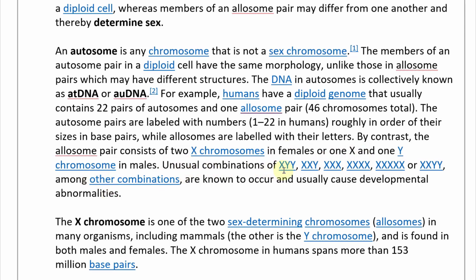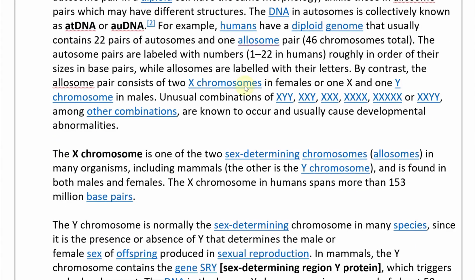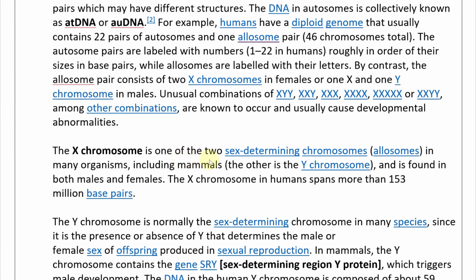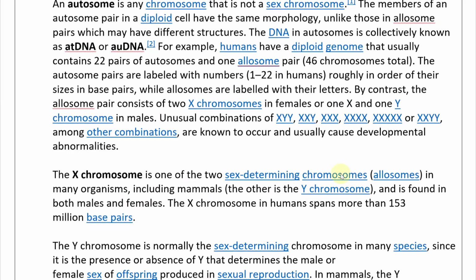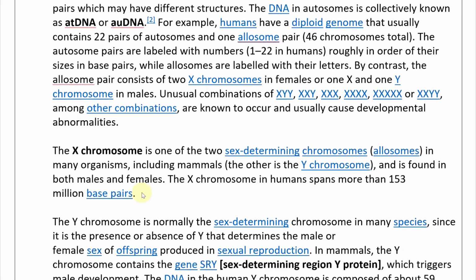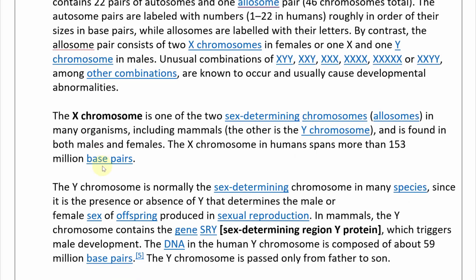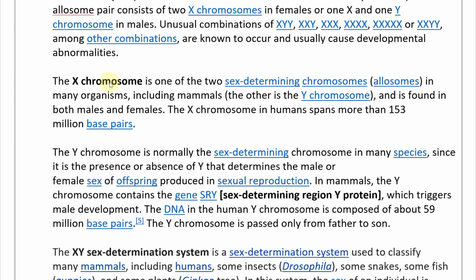Unusual combinations such as XYY, XXY, XXX, XXXX, or XXYY, among other combinations, are known to occur and usually cause developmental abnormalities. The X chromosome is one of the 2 sex-determining chromosomes, or allosomes, in many organisms, including mammals. The other is the Y chromosome, and the X is found in both males and females. The X chromosome in humans spans more than 153 million base pairs, which is quite fascinating.